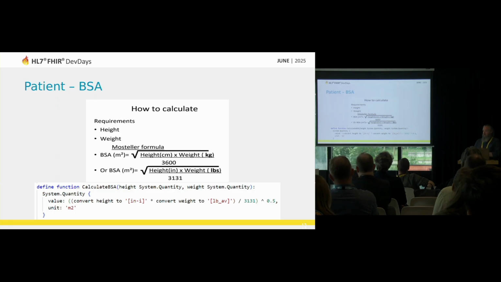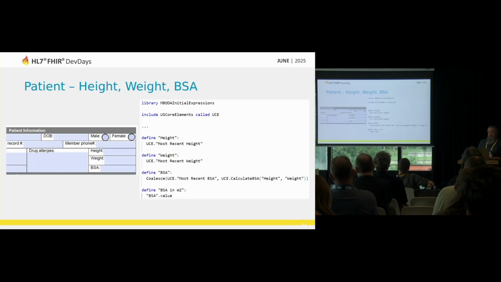And if you don't have that data available, if you don't have the observations with the proper code, you can write a calculation to calculate that based on the most recent height and weight. Here's an example of that. We're using some pre-existing expressions written inside of the US Core Elements library here. If the patient weight and height are available, then it will use those. And if it has a most recent BSA from that previous example, it will use that.